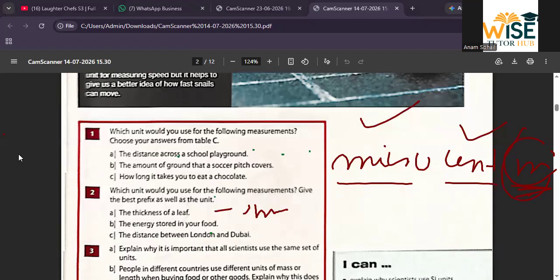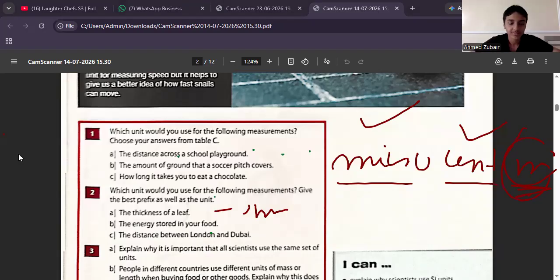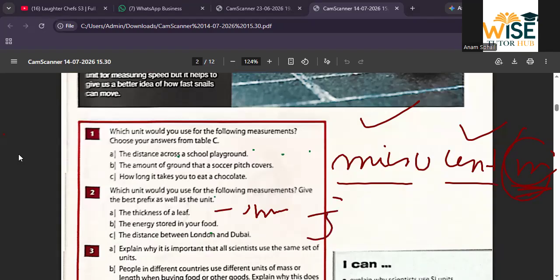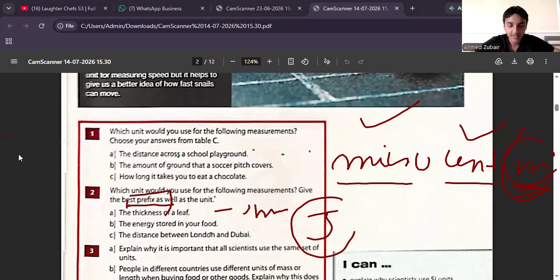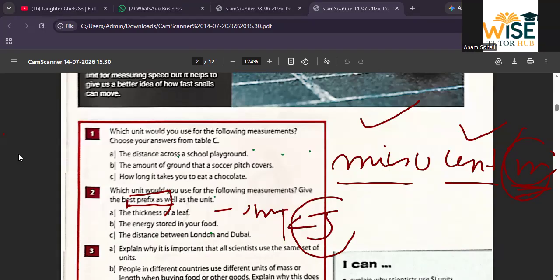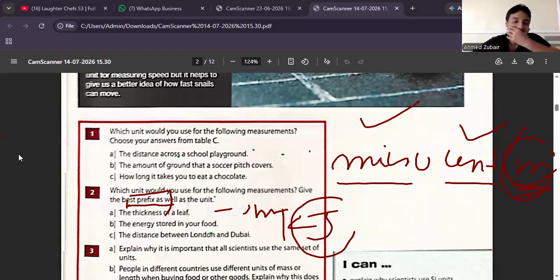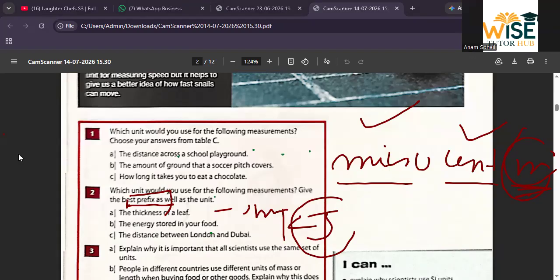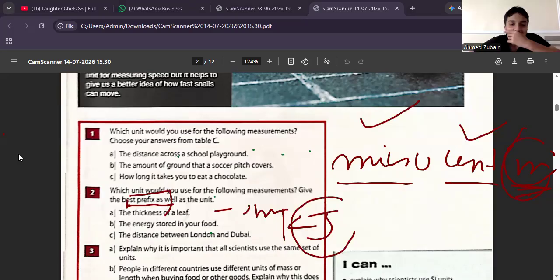Energy stored in food. Joules. Okay, as joule is the smallest unit, but they are asking to give the best prefix as well. Millijoules? Kilojoule. When we take a diet, we get energy in the form of kilocalories, if you remember, not millicalories. So it would be kilojoules.